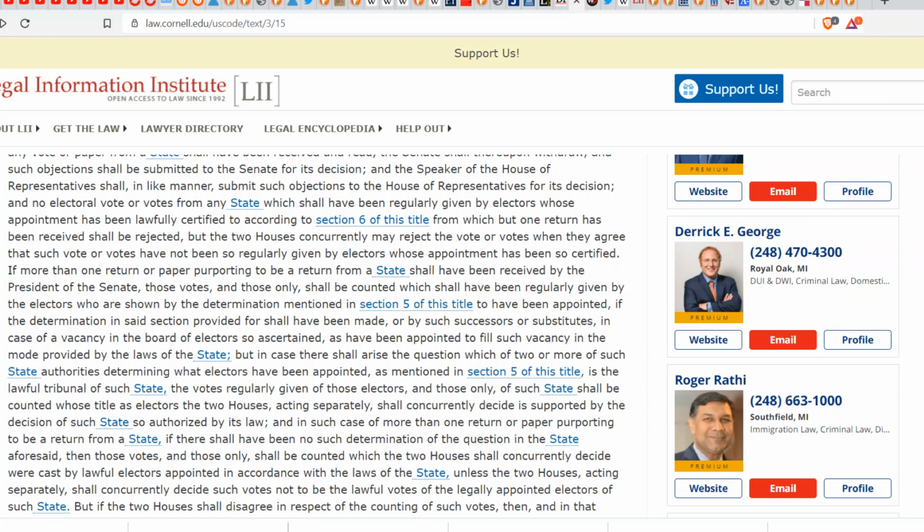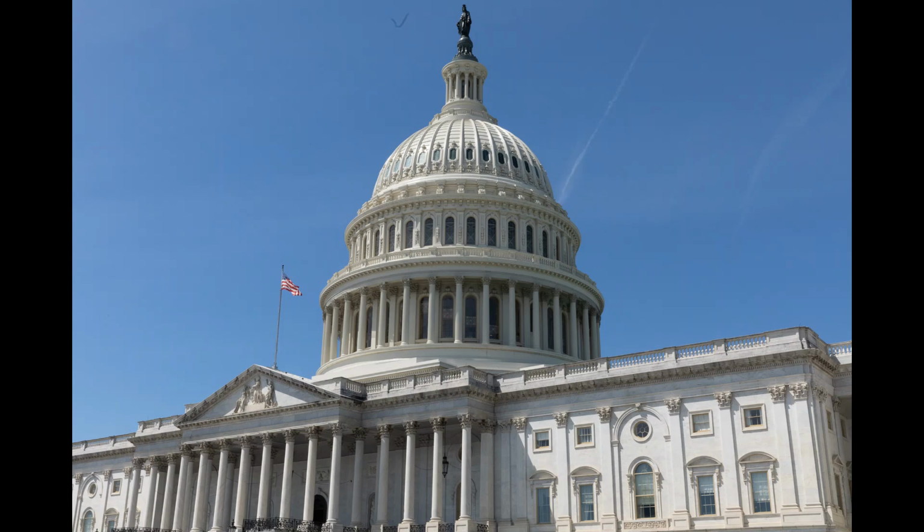When all objections so made to any vote or paper from a state shall have been received and read, the Senate shall thereupon withdraw, and such objections shall be submitted to the Senate for its decision. And the Speaker of the House of Representatives shall, in like manner, submit such objections to the House of Representatives for its decision. And no electoral vote or votes from any state shall be rejected, but the two houses concurrently may reject the vote or votes when they agree that such vote or votes have not been so regularly given by electors.